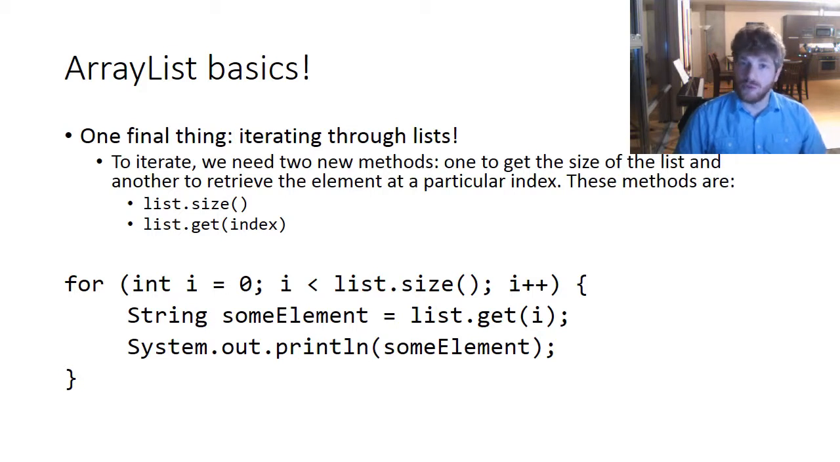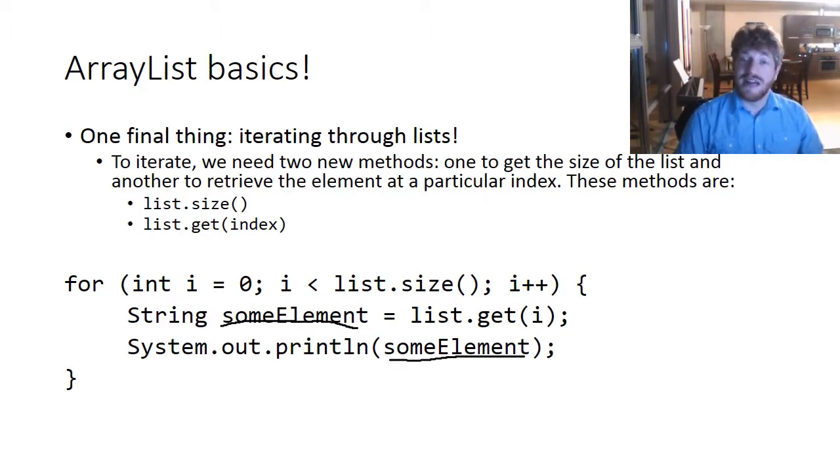So here's a for loop for some list of strings. We have our loop variable i, and i goes up to list.size. And then we get out each element of our list and we put it in the variable someElement. And then we print someElement.